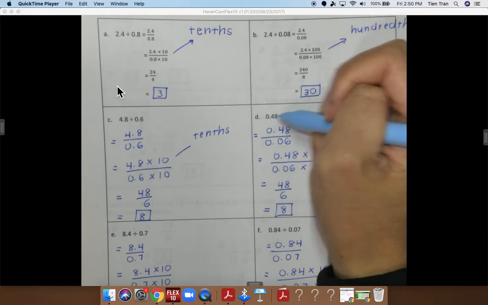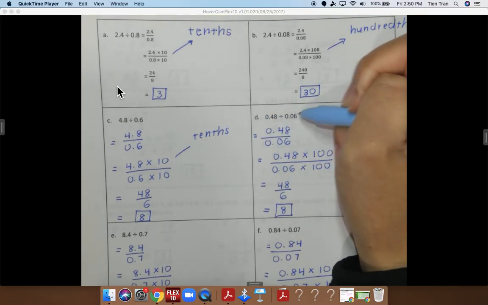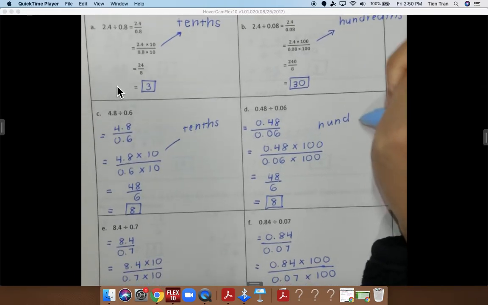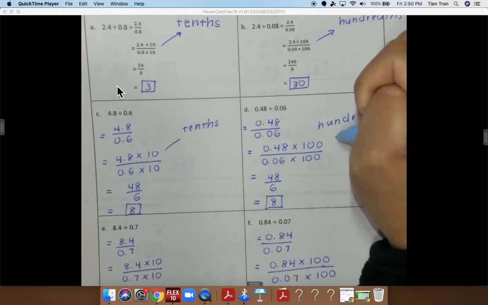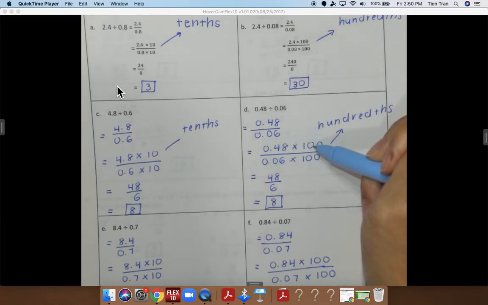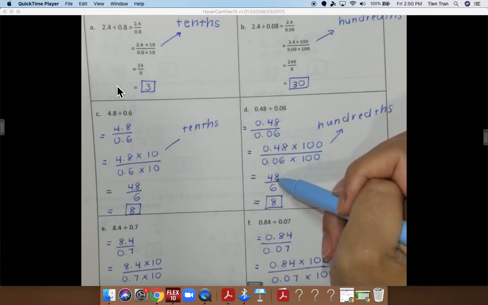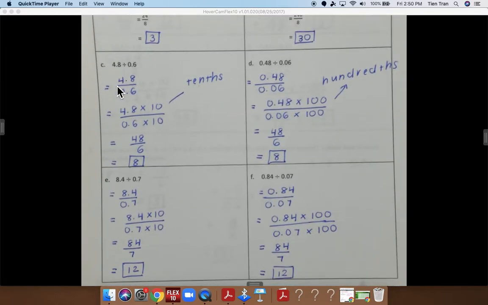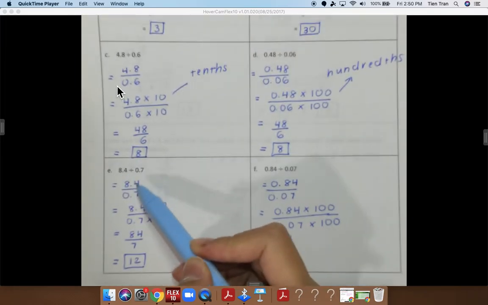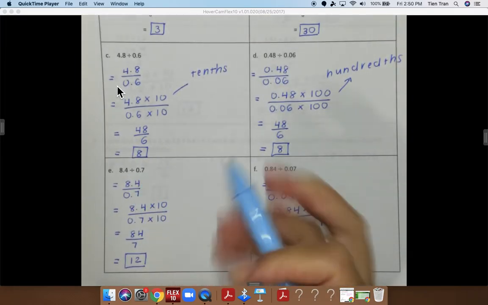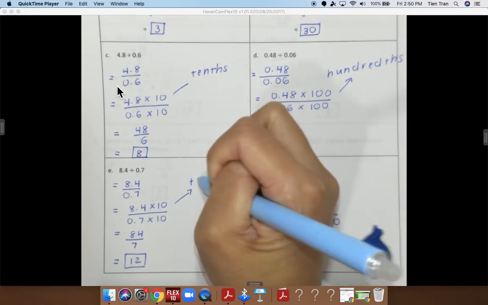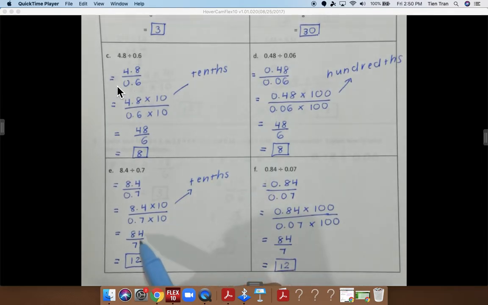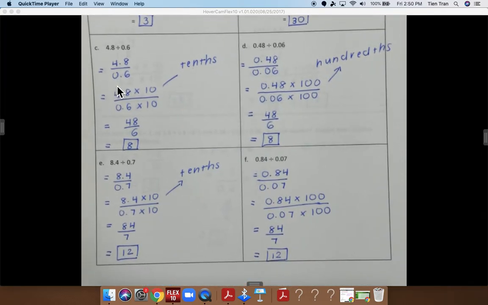On this side, we have 48 hundredths divided by 6 hundredths. So that means that we're going to be multiplying in our hundredths place. So once you multiply it, you're going to get 48 divided by 6, and 48 divided by 6 is equal to 8. Over here, we have 84 tenths and 7 tenths. Notice that they're both in the tenths place, so we're multiplying times 10. 84 divided by 7 is equal to 12.